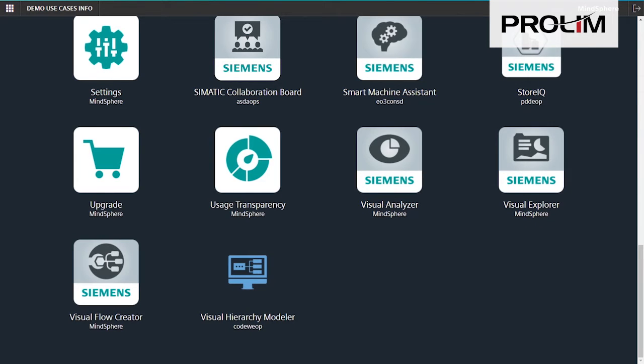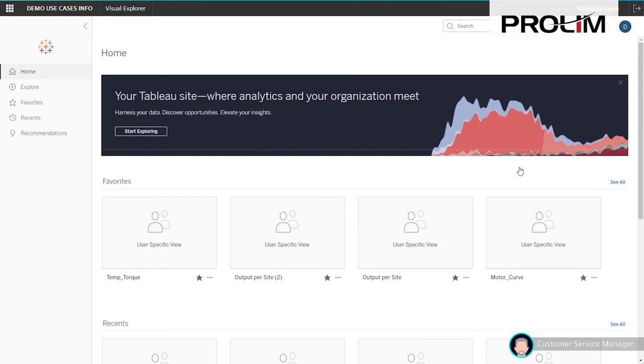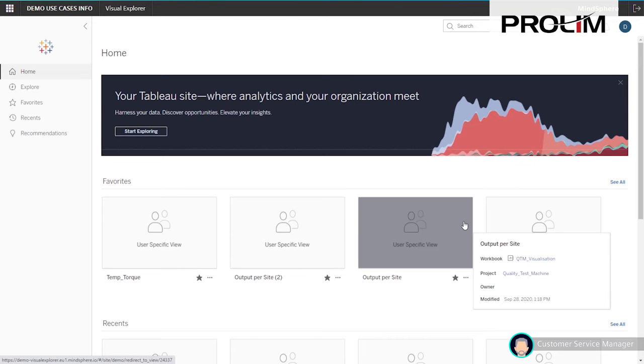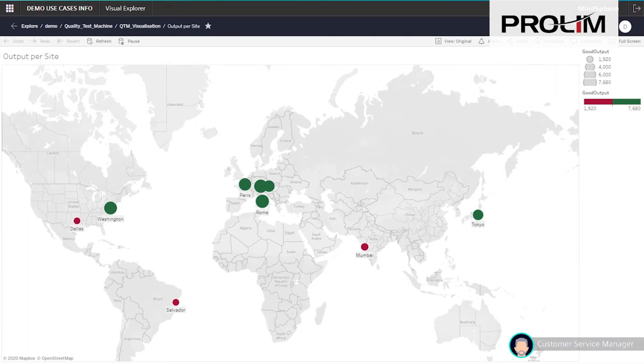In this storyline, the customer service manager gets called up by one of his customers, telling him that the output of the machine goes down after the head was replaced a week ago. The customer service manager checks this on one of his dashboards in Visual Explorer and can confirm that not only the machine in Dallas is not performing as expected, but also the locations in Salvador and Mumbai seem to have problems. In the next step, he wants to find out what the exact problem is.